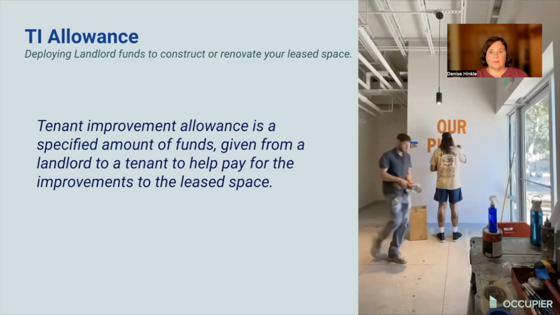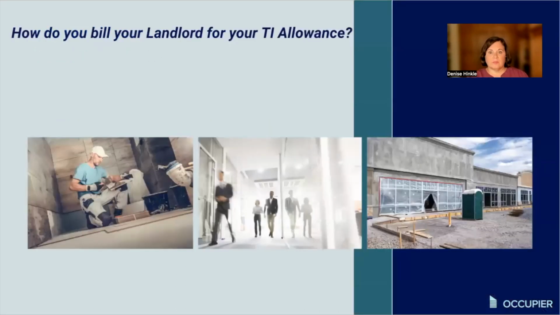So strategies could be like, let's look for second generation space that doesn't need a lot of build out, or let's look for plug and play sublease space where we could take the TI allowance off the table and then just negotiate a rent. So TI allowance is one of those negotiation terms that can really dictate the total overall financial exposure that you have in your lease.